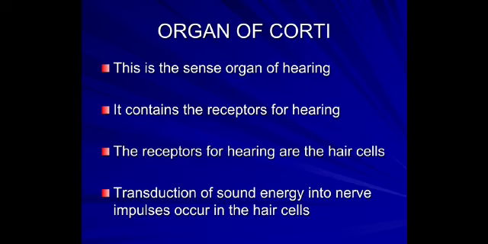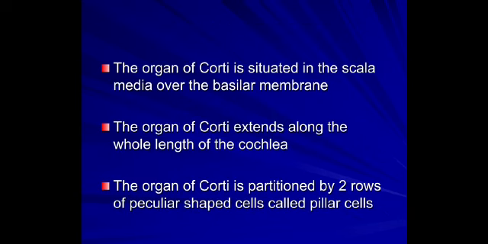So the organ of Corti is the sense organ of hearing. It is the receptor. Mainly the receptors are the hair cells, which convert the sound energy into action potentials in the nerve cells. It is situated in the scala media over the basilar membrane. The organ of Corti extends along the whole length of the cochlea, around the basilar membrane. It's around 35 mm long with a 3 mm diameter.